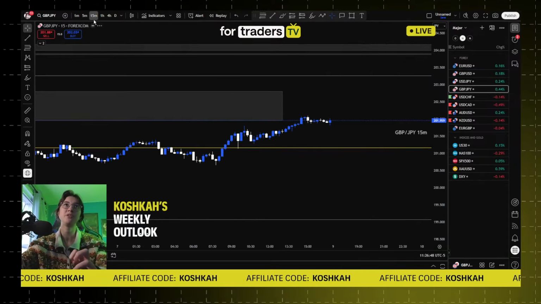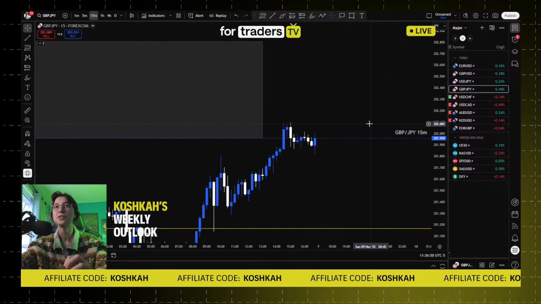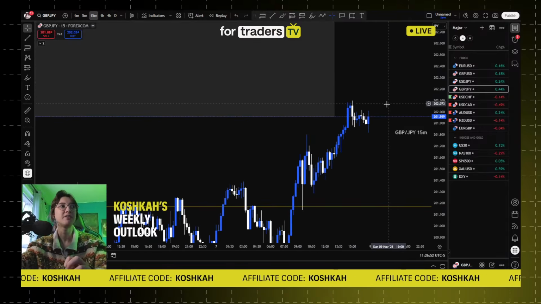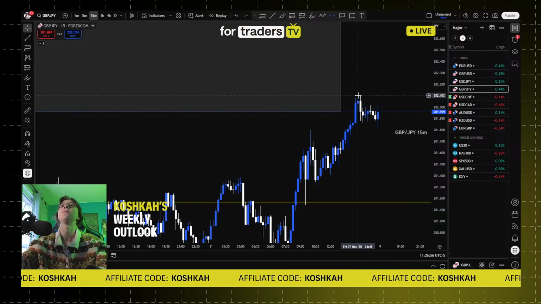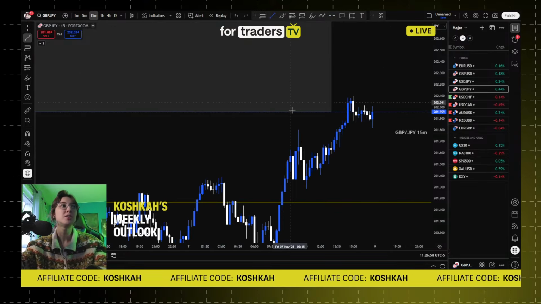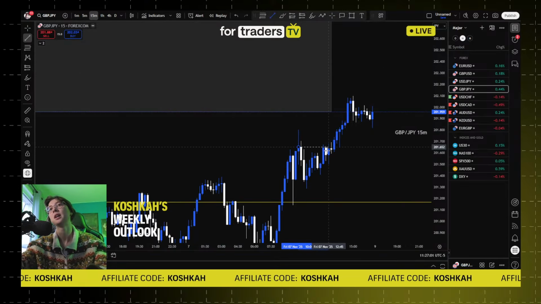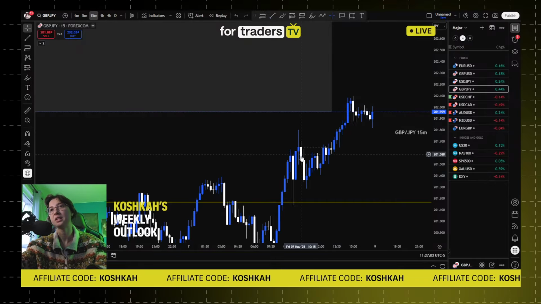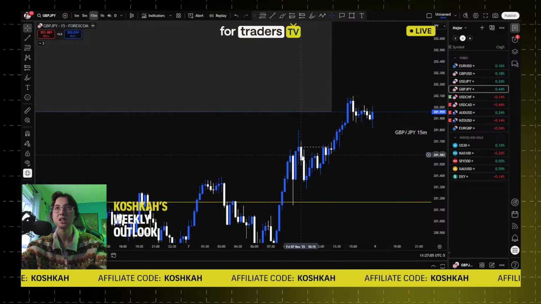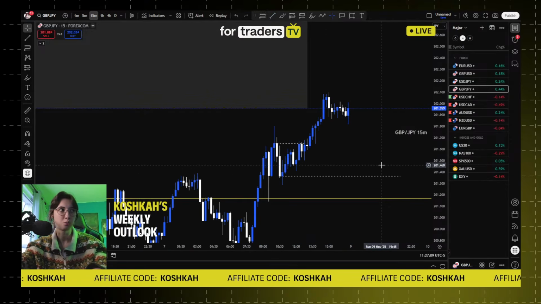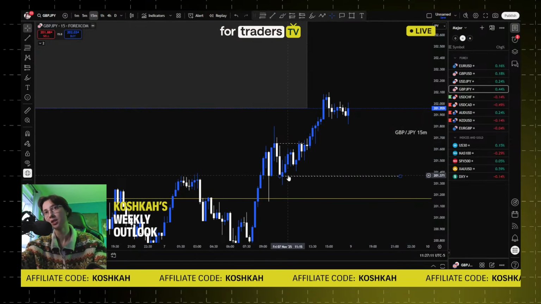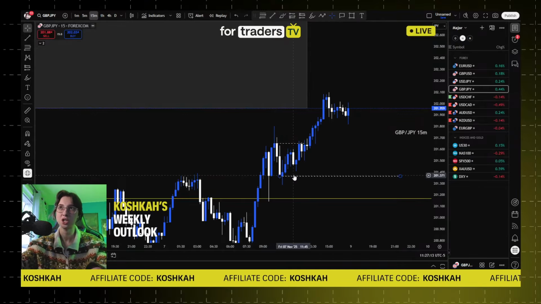The confirmation will be on the 15 minutes. And on the 15 minute, we want to see a 15-minute change of character. Okay, so as we tapped into the POI right here, we need to identify our last pullback. So the last pullback happened here. As you can see, this is the last pullback. So this means that this is the low that we need to break. Okay, so this is the low that we need to break to have our change of character.